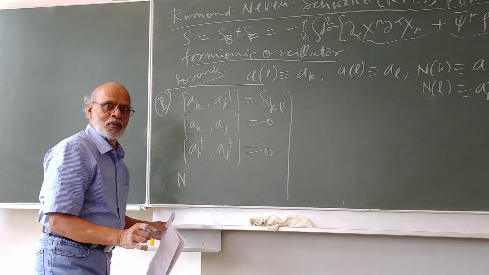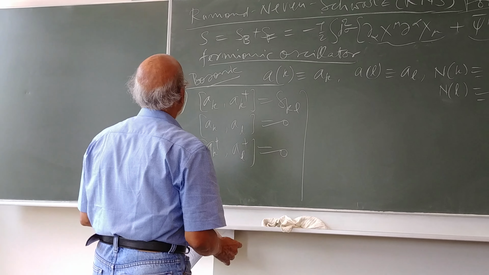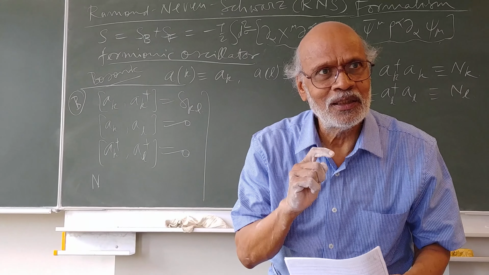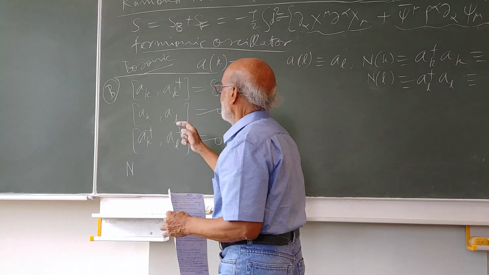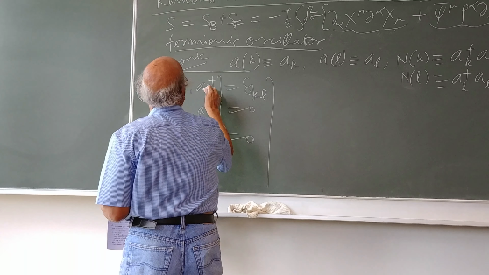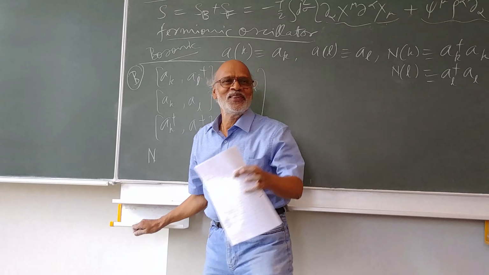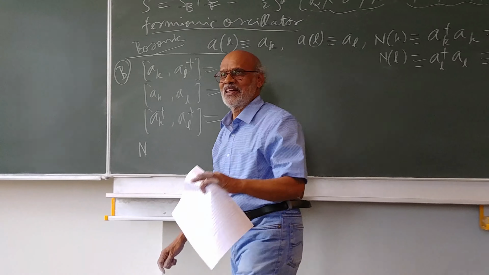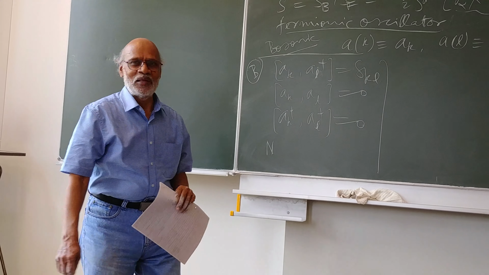Sorry, in the first bracket shouldn't there be a K and an L, not both K? Wait. So once again, the first bracket where the delta KL turns out, it should be one K and one L. Oh yes. Thank you for the correction. Good, good. Please keep correcting me. I'm likely to make slips here and there.